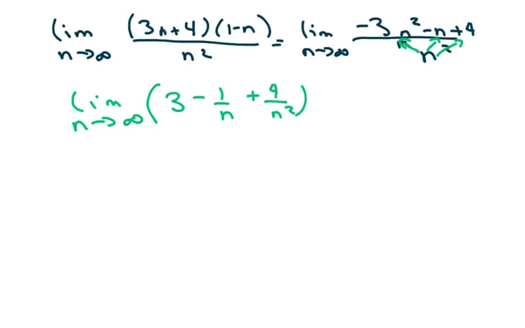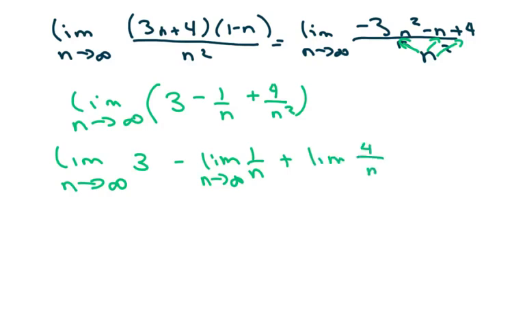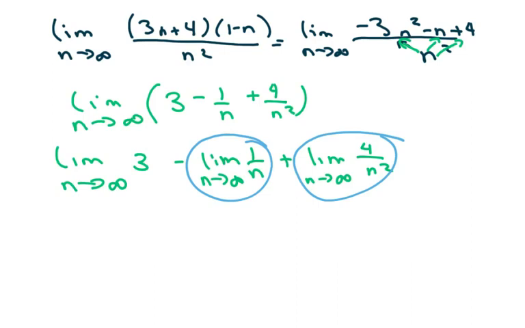And basically, if you write it all out, you're going to get the limit as n approaches infinity of 3 minus the limit of 1 over n as n approaches infinity plus the limit of 4 over n squared as n approaches infinity. Now these two are both going to be 0, because they get closer and closer to 0. And the limit as n approaches a huge number of a constant is just a constant. So we're going to get 3 minus 0 plus 0, which equals 3.